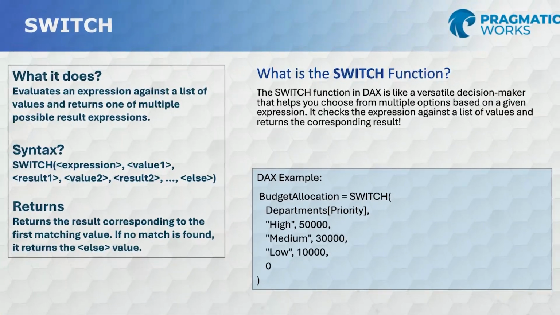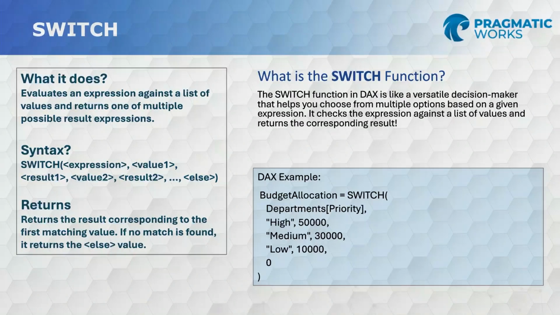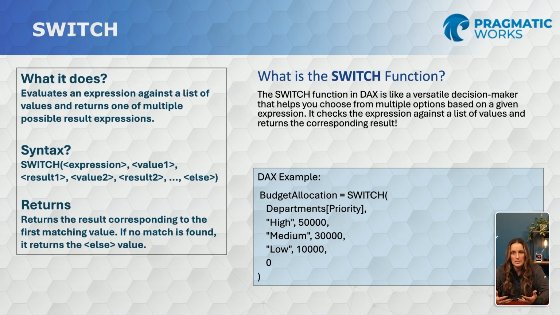The switch function is going to evaluate an expression against a list of values, and it's going to return one of multiple possible result expressions. So you're going to give it an expression, a value, a result, a value, a result. And then you're going to give it an else at the end. These are great because you don't have to keep inputting switch and then your entire function that follows, kind of like you have to do with the if function. You can simply use the switch function once and then a nice little list of what you want switched out.